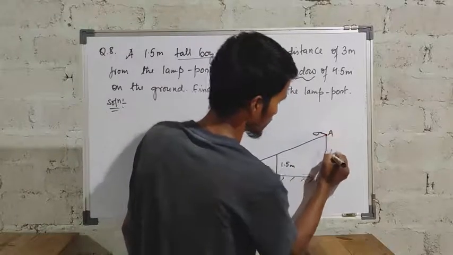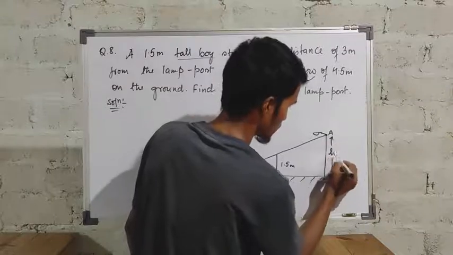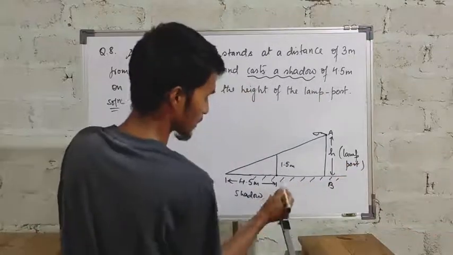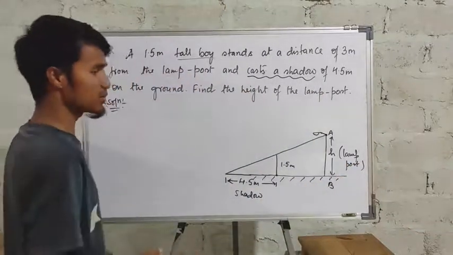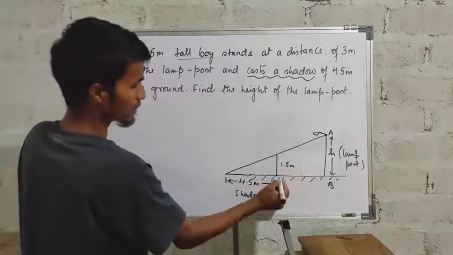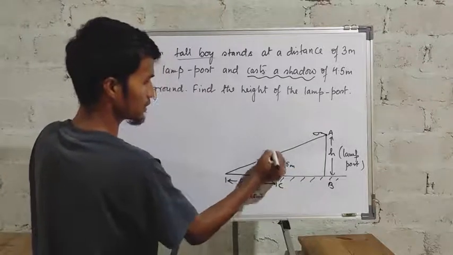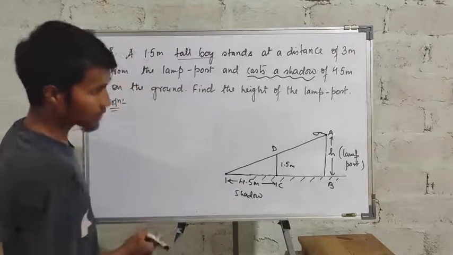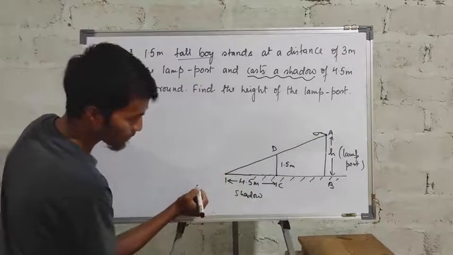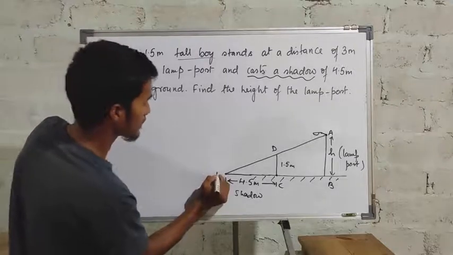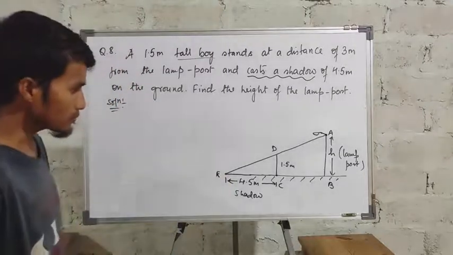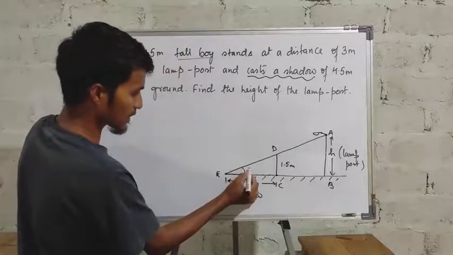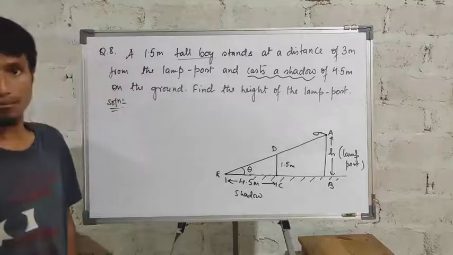Point A, and this is the height edge of the lamp post, and this is the lamp post, AB. Consider the boy. What's the name of the boy here? Let's name it as CD, and let's put this point where the shadow and the light are meeting. That will be point E. Now let's take this angle here as theta.